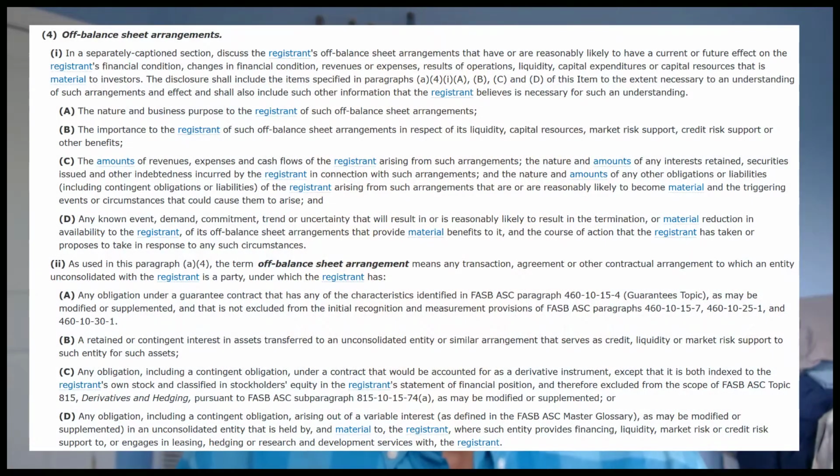Off-balance sheet arrangements. So this disclosure can be messy. Look at the size of this requirement under item 303A4. The accountants luckily take the lead here. There are a number of accounting pronouncements that come into play. There's actually, SEC has their own off-balance sheet rules. And then you look at the accounting literature, the FASB pronouncements. And then 303A4 provides that the disclosure of off-balance sheet arrangements must include 4 items: 1, the nature and purpose, 2, the importance for liquidity, capital resources, market risk support, and credit risk support, 3, financial impact, and 4, known trends and uncertainties.